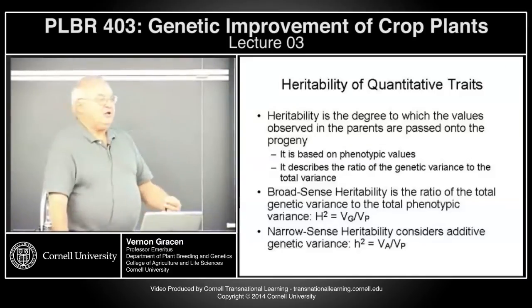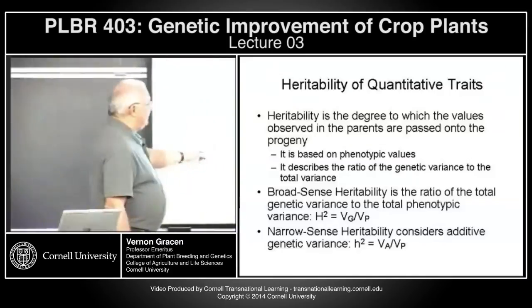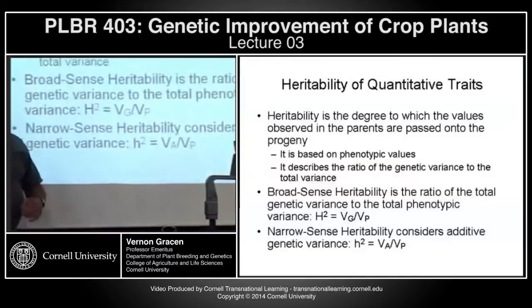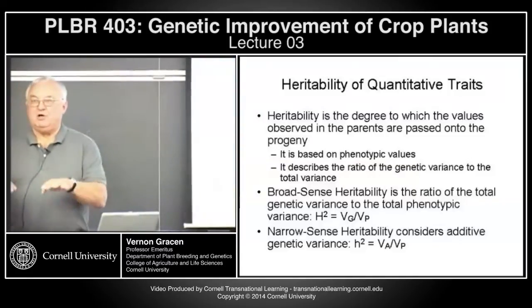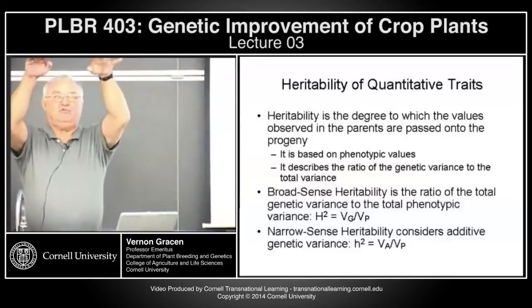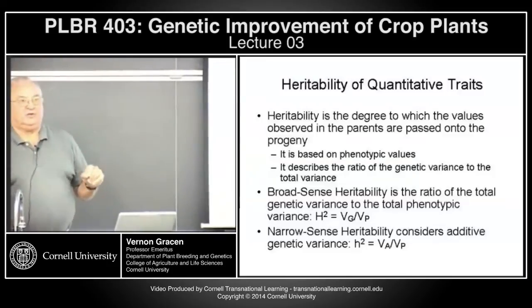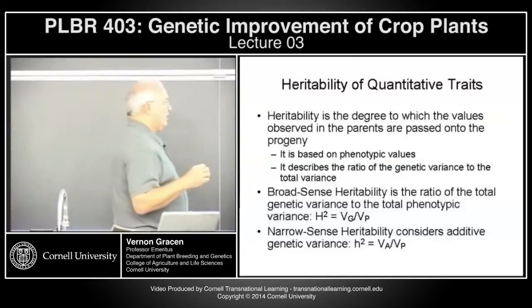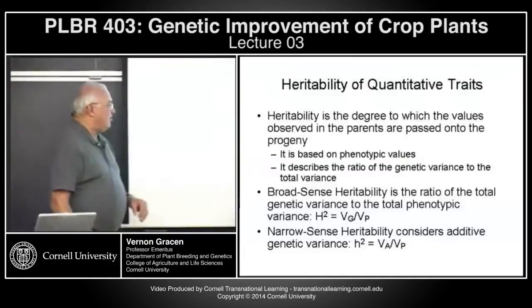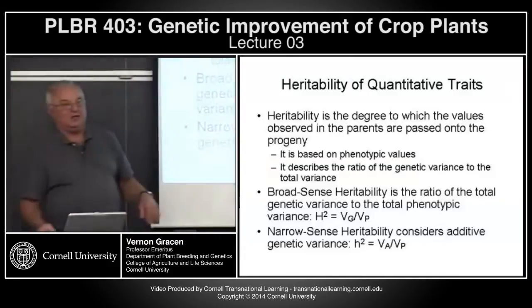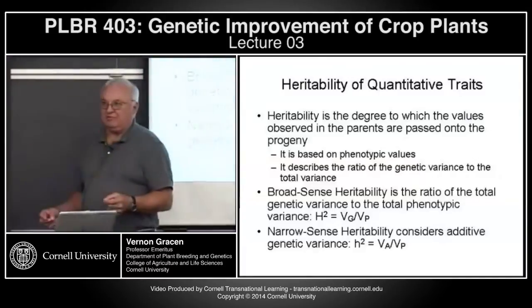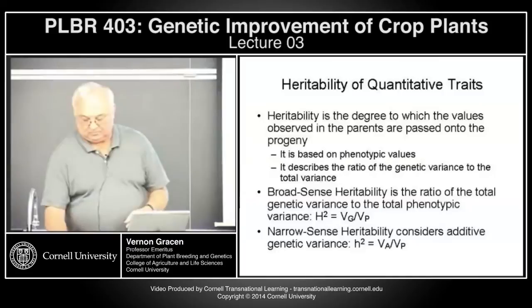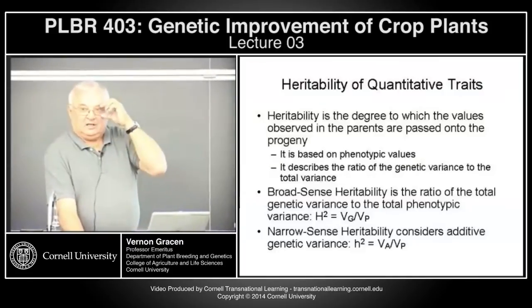It turns out that this additive genetic variance is sort of the backbone of building improved yield and performance of those self-pollinated or pure line crops. So narrow sense heritability is the additive genetic variability divided by the total phenotypic variability.